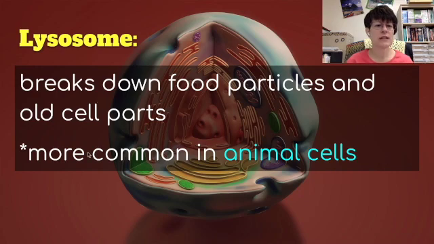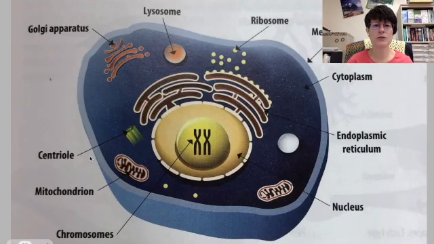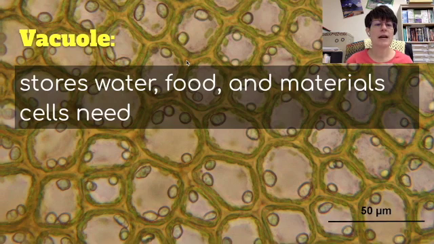There's also the lysosomes. These break down food particles and old cell parts, and they're more common in animal cells. So right here is a lysosome. Just looks like a sac that contains some digestive enzymes to break things down. Now, there's also a vacuole, which stores water, food, and materials that cells need.